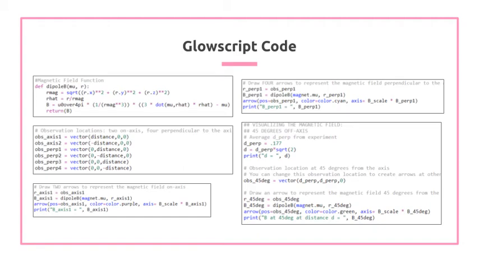There were also 2 axis locations, as well as 4 perpendicular locations that were added to the code as our observation locations. Each of these locations had its own calculated magnitude, as you can see for r-axis 1 and r-perp 1 on your screen. Finally, to calculate the magnitude at an observation location 45 degrees from the axis, the d perpendicular value was input into the dipole function to obtain a value for this location.